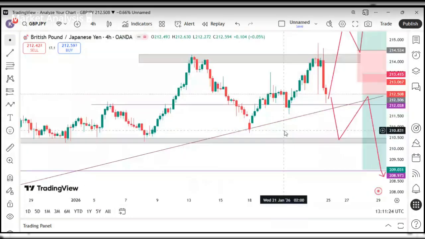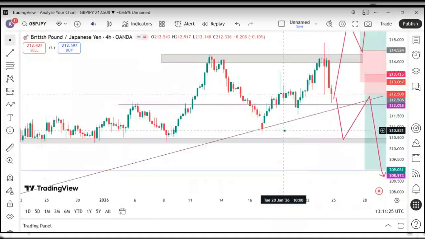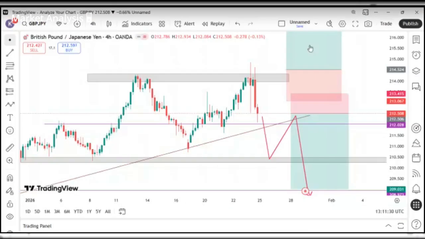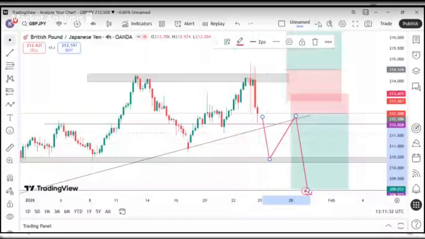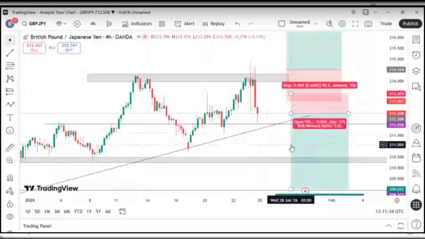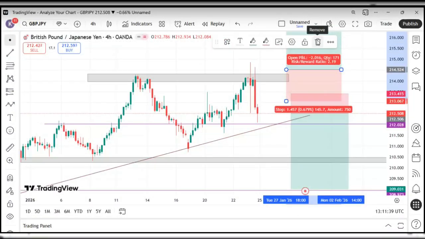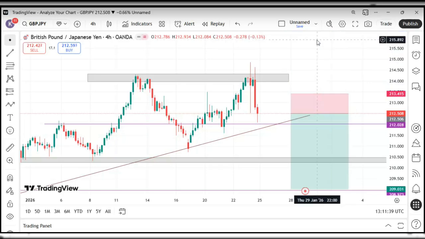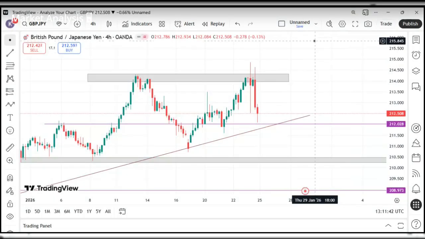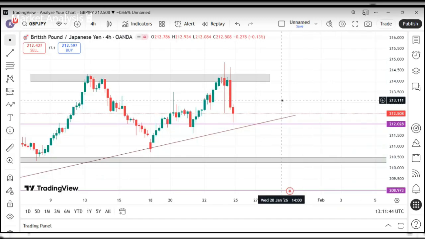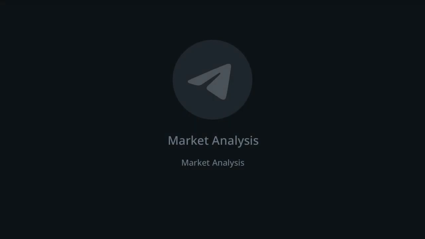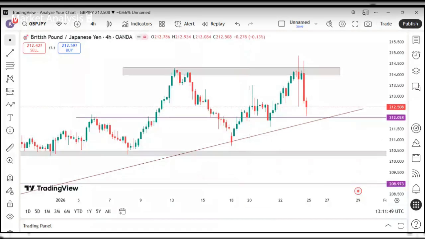GBPJPY. I think there's nothing complicated here, so we should just watch out, and in as much as we are trading, we should practice proper risk management to avoid loss of funds. Yeah, so this is it for GBPJPY.